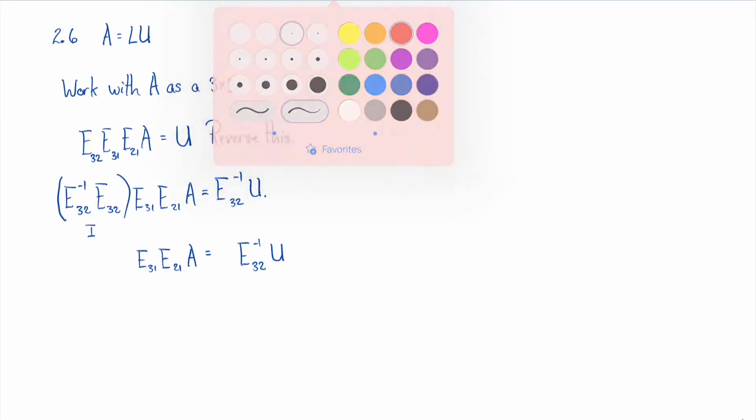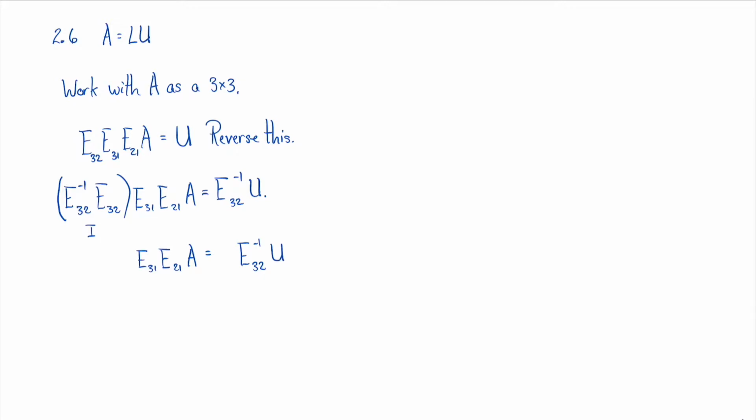And here's what I want to do. Let's use the same idea and undo the E31. So I'm going to undo it with its inverse, E31 inverse. I do the same on the right-hand side, E31 inverse. Okay, and let's clean up what we've got. So now we have E21 times A equals, and we'll leave a space, E31 inverse, E32 inverse times U.